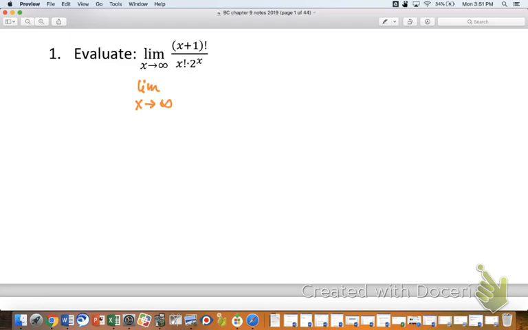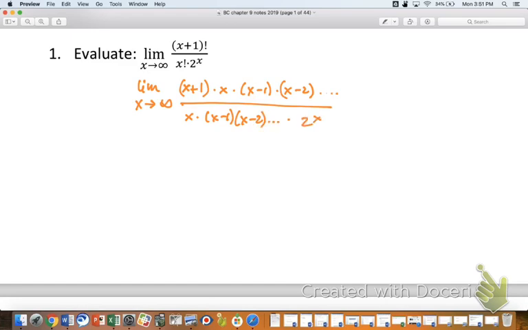So (x plus 1) factorial would be x plus 1 times x times x minus 1 times x minus 2, and so on and so forth. x factorial would be x times x minus 1 times x minus 2, and so on and so forth, and of course still times 2 to the x. So you probably can see this. The key to understanding how this works is to see that the x will cancel out with the x, the x minus 1s would cancel, the x minus 2s would cancel, and the so on and so forth would also cancel, leaving us with a much simpler looking expression like this.